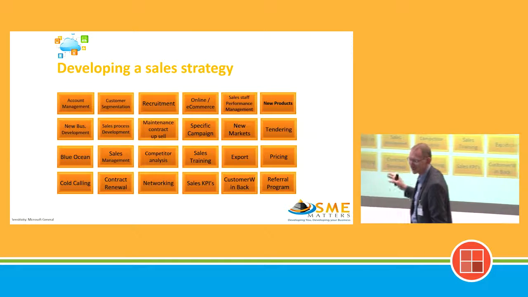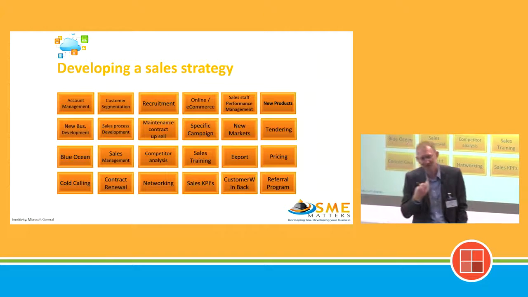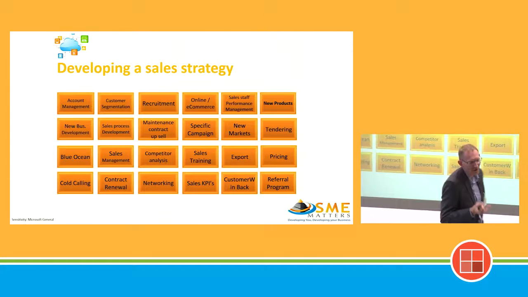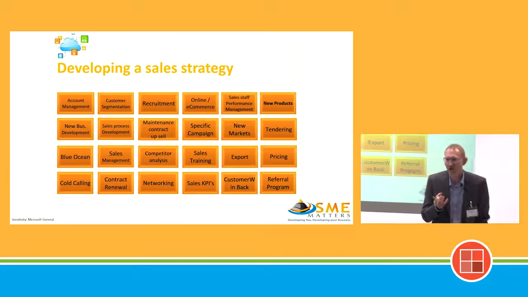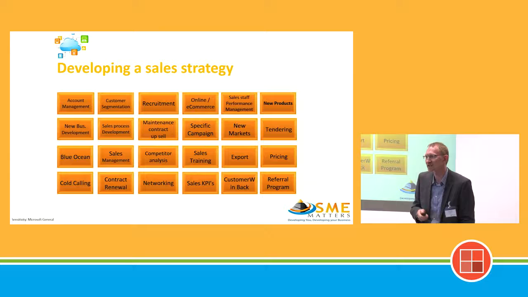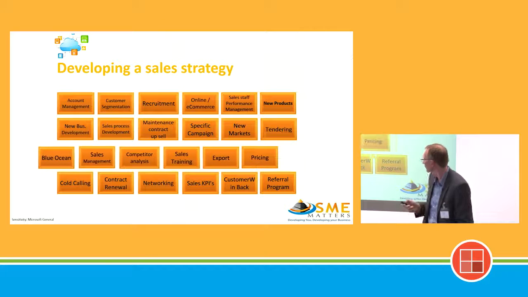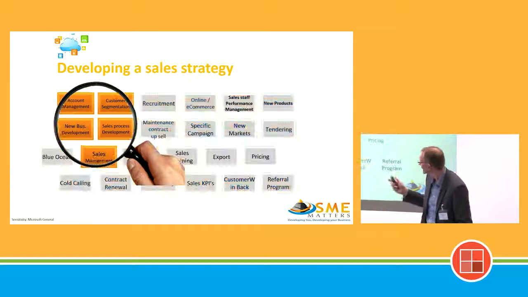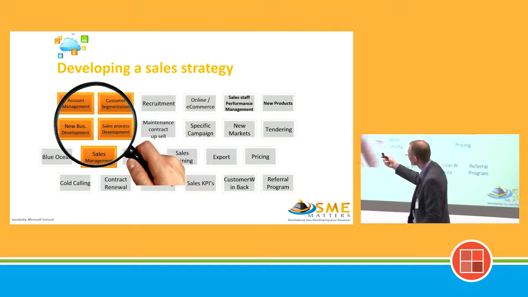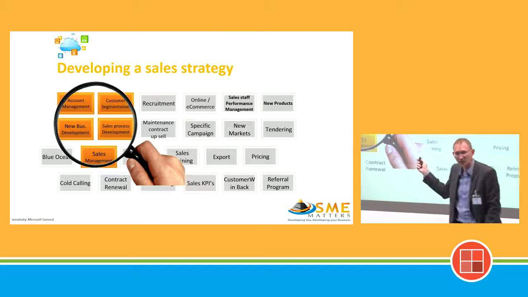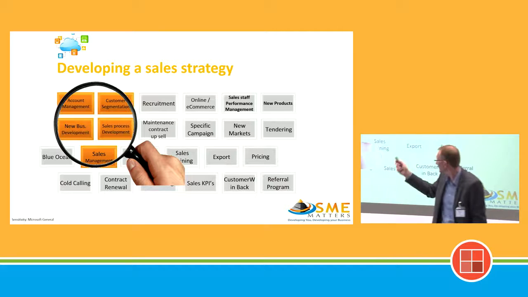So rather than me talking about specific strategies, when I was asked to give this talk, I was going, what are the areas that you absolutely need to have as a cornerstone, as a pillar to build your sales organization? So what I'm going to be concentrating on are these 5 areas here. Customer segmentation, account management, new business development, sales process development, and then overall sales management.